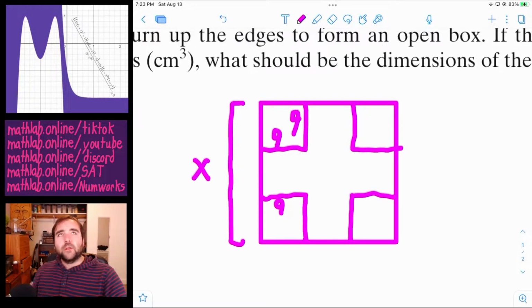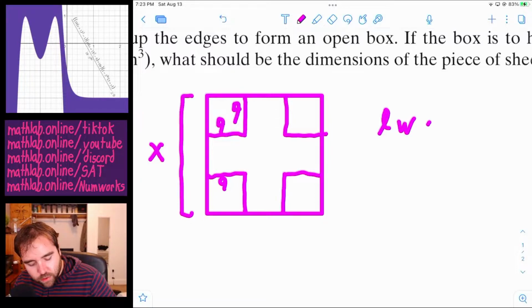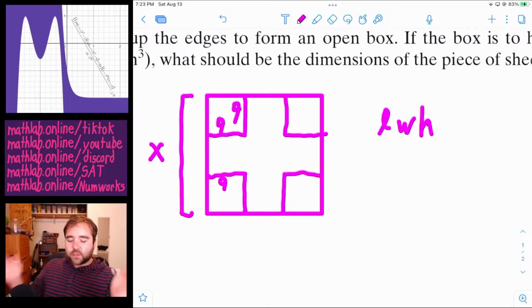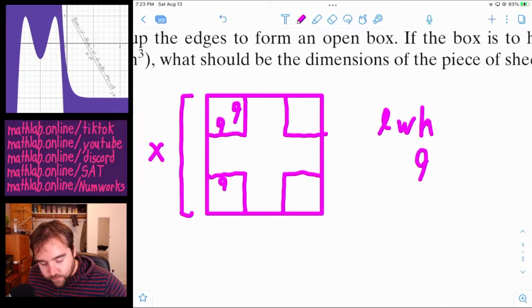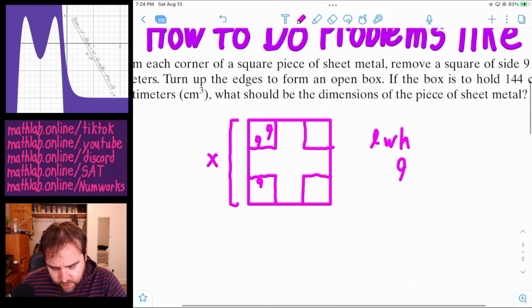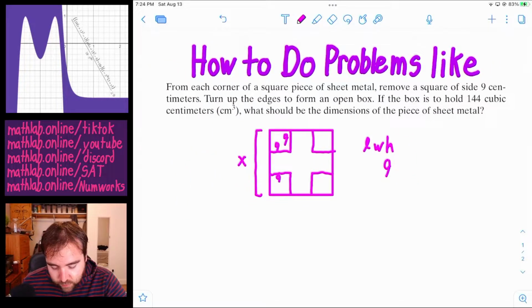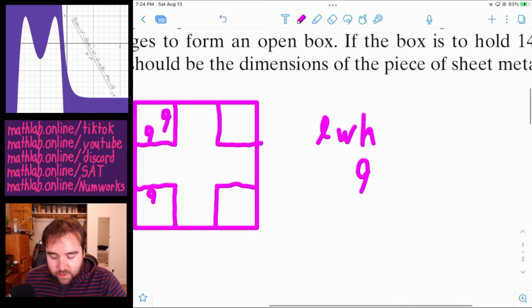So what are our dimensions? Well, we're thinking about this box, so it's length, width, height. When you fold those up, that height is going to be the 9, because they're cutting out 9 from each of the corners. From each of the corners, remove a square of side 9 centimeters. So not area, but side of 9. So the height is the 9.